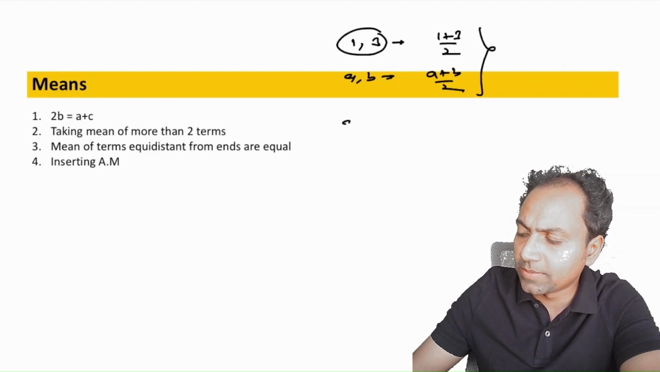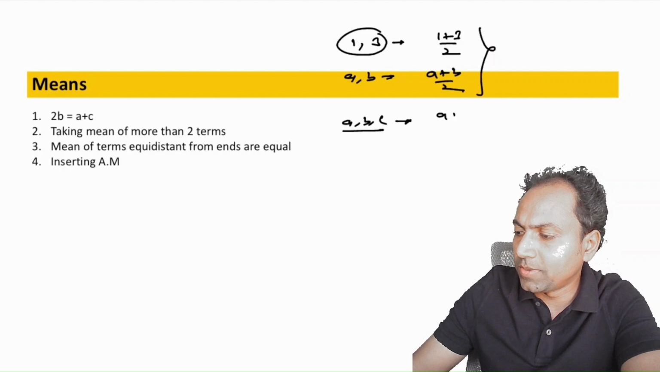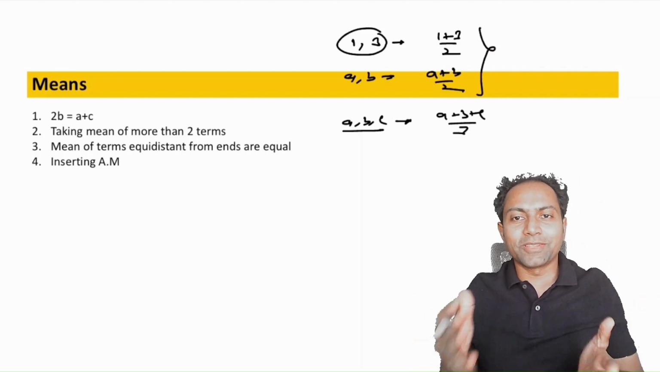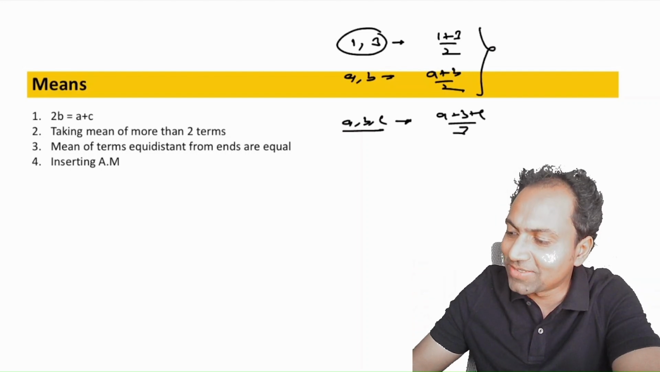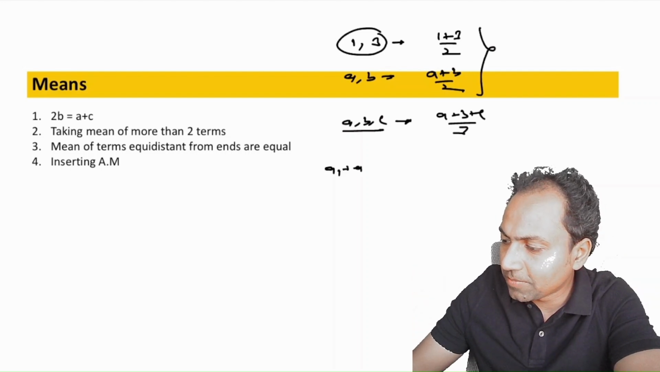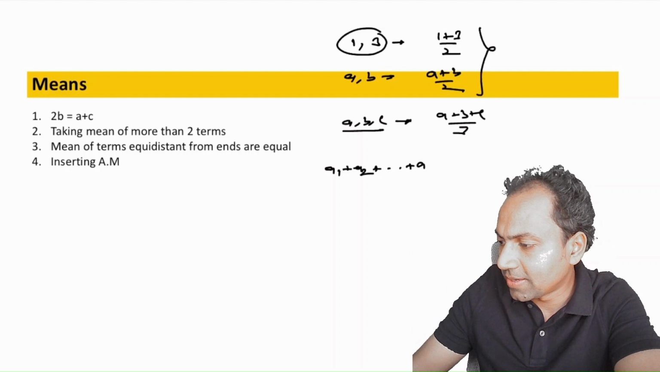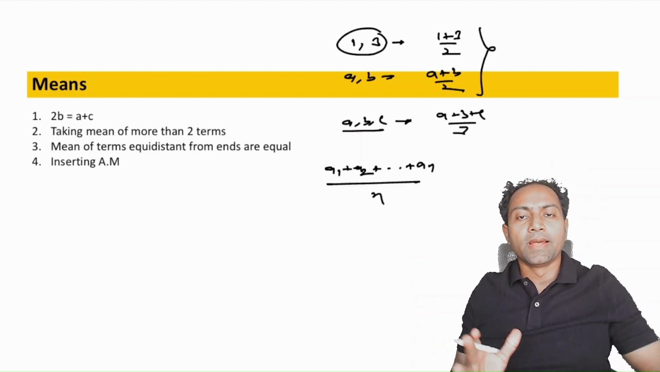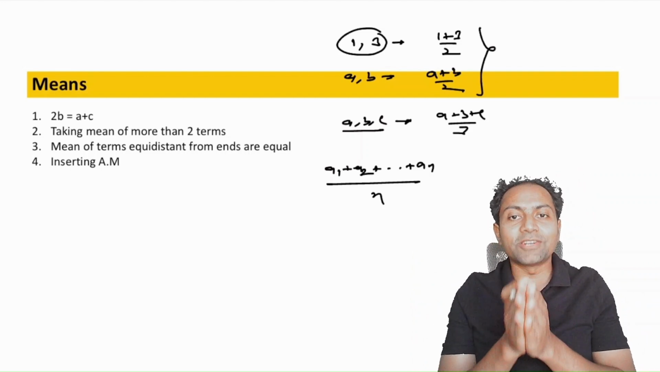So if I take three numbers like A, B, C, now what would mean mean? Mean would mean (A plus B plus C) by 3. If you have more than three numbers, 4, 5, 6, 7, n numbers, we have a general formula: (A1 plus A2 plus A3 till AN) divided by n. So this is one way of visualizing the whole idea. Another way is something known as inserting means.